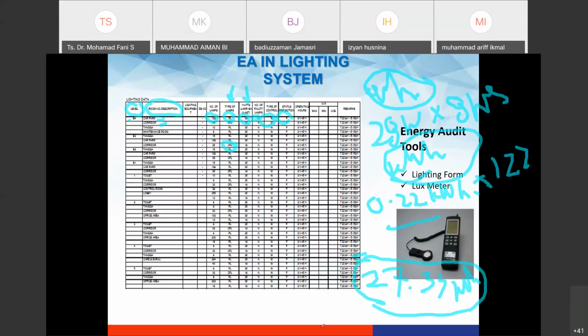Okay, the same activity happens for the 1 month, so multiply this one with 30 days. And we can get the value for the lighting in the car park area. So we can get the consumption for the lighting for the car park area in 1 month, 819.84 kilowatt hour for 1 month.